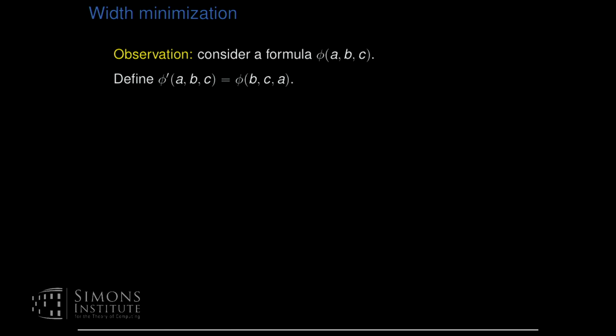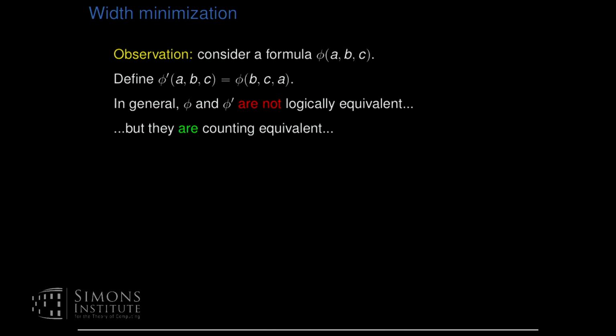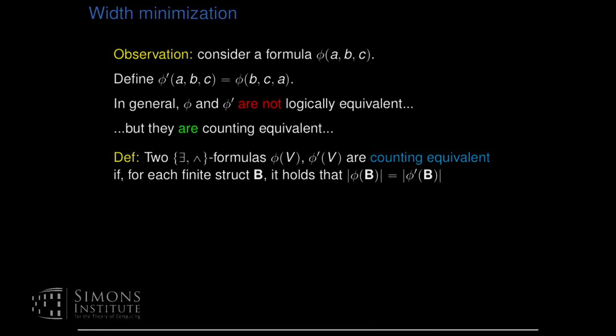Okay, now I want to talk about width minimization. So let's imagine that we have some first order formula with these 3 free variables, a, b, and c. And let's define a new formula just by shuffling around the free variables. Now, of course, in general, these two formulas are not going to be logically equivalent. But what is going to be true is that they're always going to be counting equivalent, in the sense that they're always going to return the same number of answers when we evaluate them on any finite structure. So we say that two formulas are counting equivalent if this holds. We always get the same number of answers.